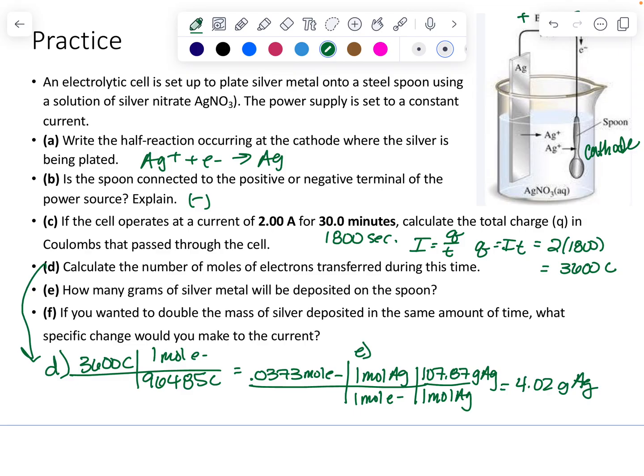If you wanted to double the mass of the silver deposited in the same amount of time, what specific change would you make to the current? Well, wouldn't you put in more amps? Yeah, we're going to double the amps. So if you double the current, you can double the amount of silver deposited. Another way you could do that is you can double the time. They asked specifically about the current, but either one of those changes would increase the amount of metal that you plate. You're giving it more time to do it, or you're putting in more so that it can get there faster.